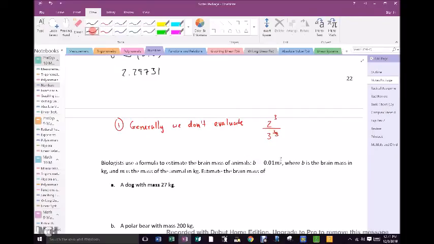What if it was this? 3a squared b over a b to the 4th. What would you do with that one? That would be exponent laws. Why? Because there's a couple of the same bases. Do you understand what I'm saying?